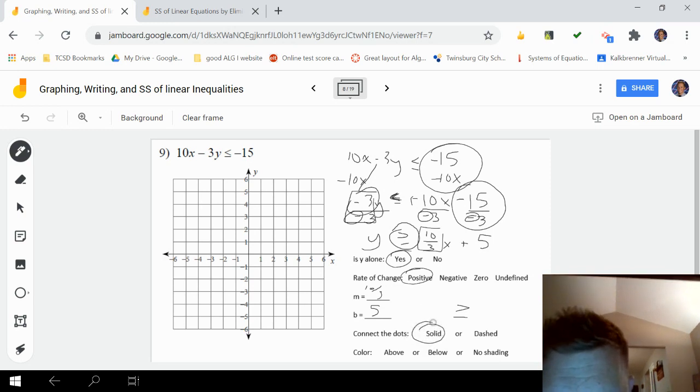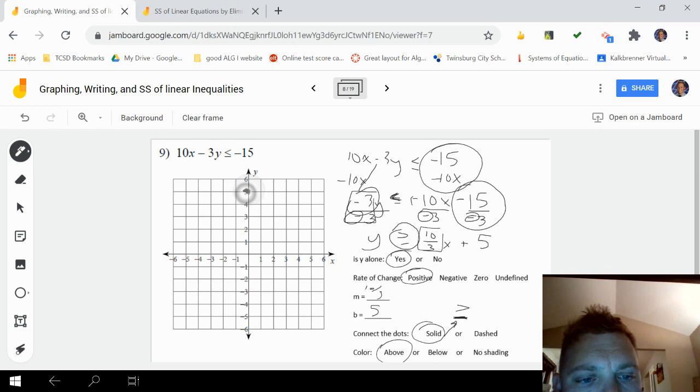Yep, right there. That's what it's going to look like. That's a solid line underneath. That's how I always remember it. And then are we going to shade above or below? Because it's pointing to the right, that is going to be shading above. All right, so let's get started. We're going to start at positive 5.